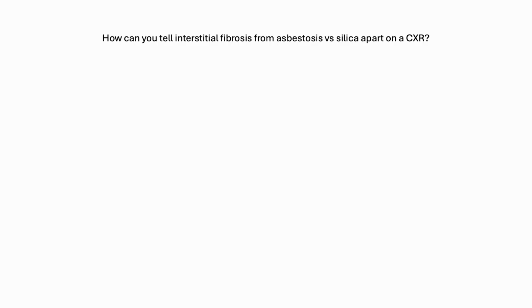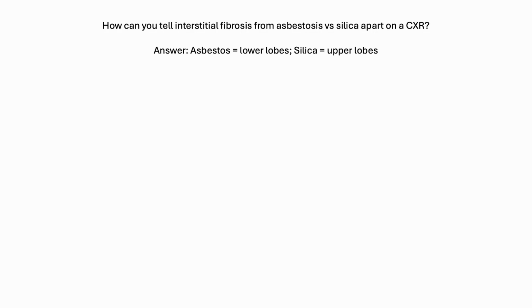How can you tell interstitial fibrosis from asbestosis versus silica apart on a chest x-ray? So these are both subcategories of interstitial fibrosis of the lung. I always think about how asbestos will go down into the lower lobes. This is kind of like, in a tall apartment building, all of the insulation is up high, so the lesion settles low in the lung, versus with silica, which is found in the ground and in the earth, that will actually travel up to the upper lobe.